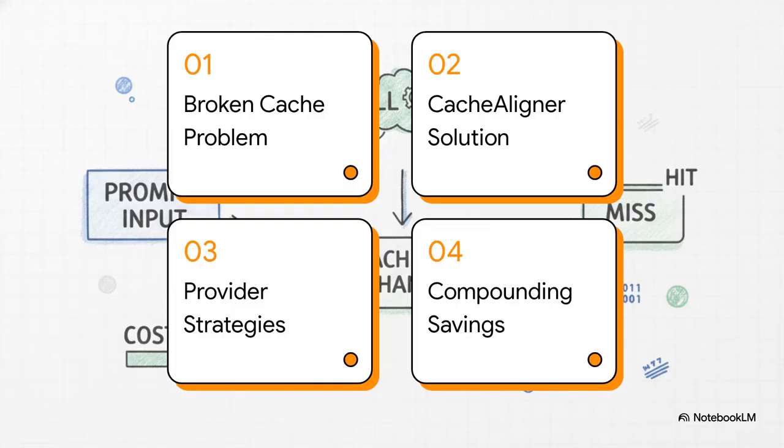Okay, let's dive into this. Here is our roadmap for the explainer today. 1. We'll diagnose the broken cache problem. 2. We'll explore the CacheAligner solution. 3. We'll look at provider-specific rules. And 4. We'll calculate those compounding savings.